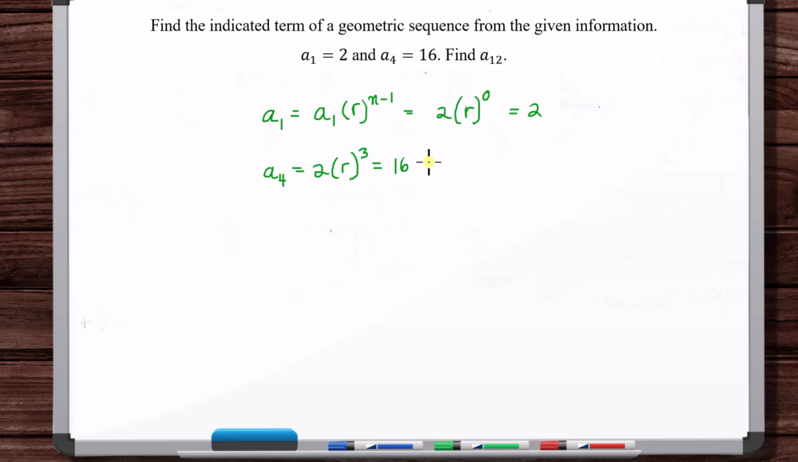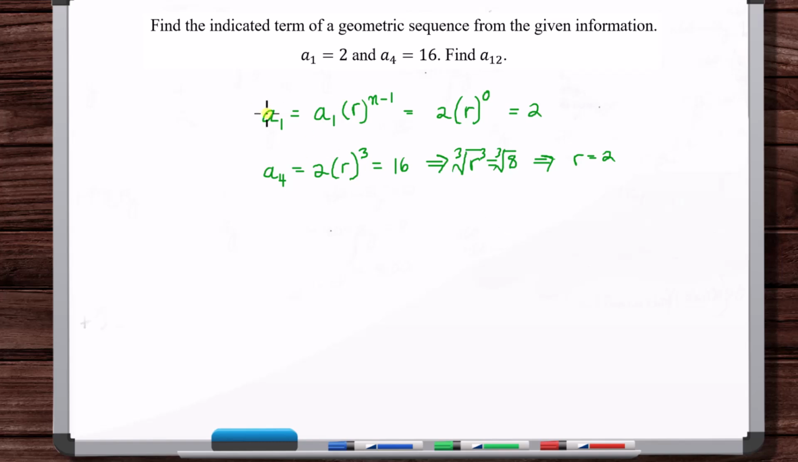Okay, so now divide both sides by 2. You get r cubed is equal to 8. So take the cube root of both sides. r is equal to 2.